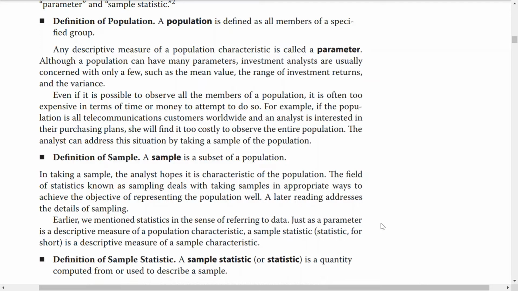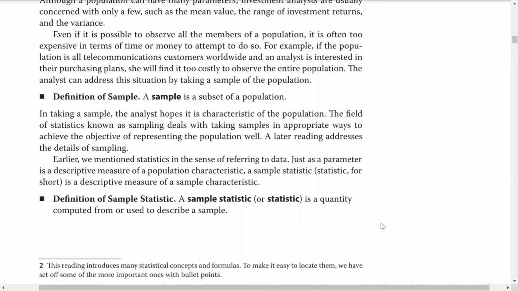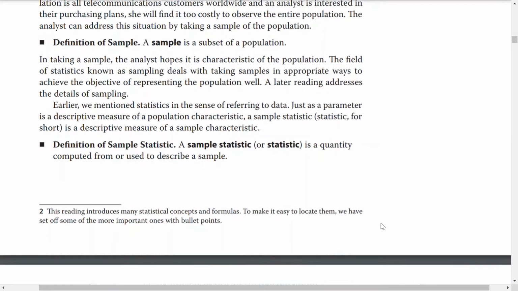Definition of a sample: a sample is a subset of a population. In taking a sample, the analyst hopes it is characteristic of the population. The field of statistics known as sampling deals with taking samples in appropriate ways to achieve the objective of representing the population well. A later reading addresses the details of sampling.